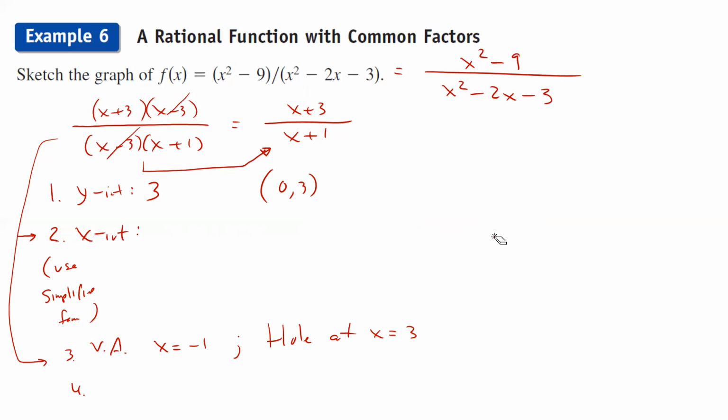Let me do that again, just so we got it. So this would be x plus 3 is equal to 0. X is equal to -3. And we have ourselves -3 comma 0 as your x-intercept. We good? Does that help?